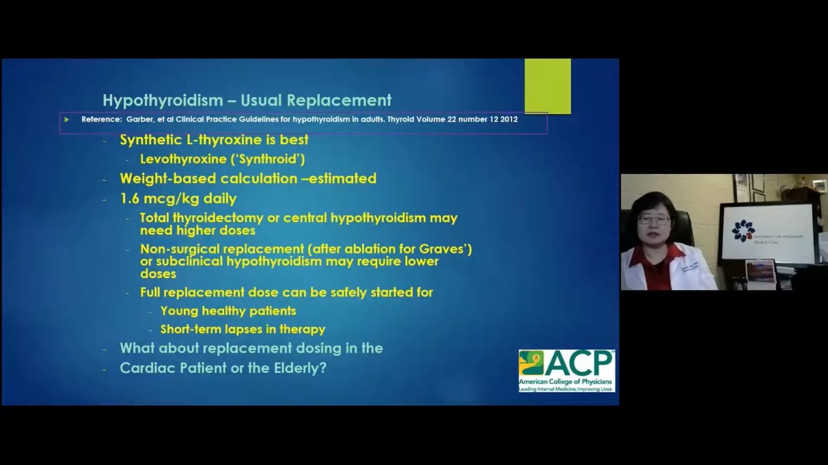The weight-based calculation estimates approximately 1.6 micrograms per kilo as a daily dose, and that generally is a good estimate, but it's important to emphasize we would start with that dose in a young, healthy patient without other comorbidities. We would have to be more cautious in the older patient or the cardiac patient.